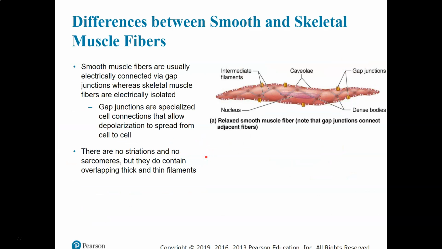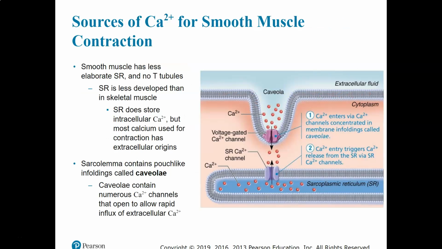Another difference is that smooth muscles are typically going to be connected together through what are called gap junctions, and these gap junctions are going to allow electrical impulses to spread from cell to cell to help smooth muscles contract in an organized manner. When we look at a smooth muscle, it doesn't have those striations and those sarcomeres, but it still does have the thick and thin filaments, the actin and myosin filaments, in order to have contractions.